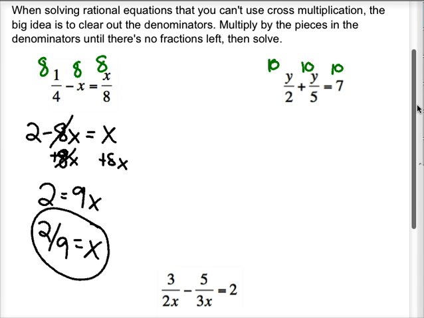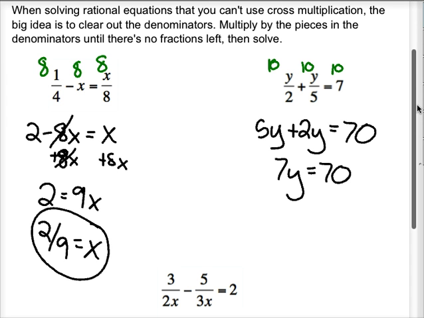10y divided by 2. Well, 10 divided by 2 is 5, so that first term would leave me with 5y. 10y divided by 5. 10 divided by 5 would leave me 2. 10 times 7 would leave me 70. Well, now again, I just have a linear equation to try to solve. 5y plus 2y, well, that gives me 7y. Divide both sides by 7, and there's my answer.